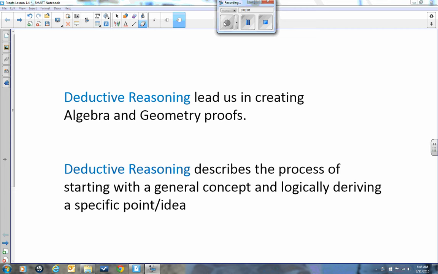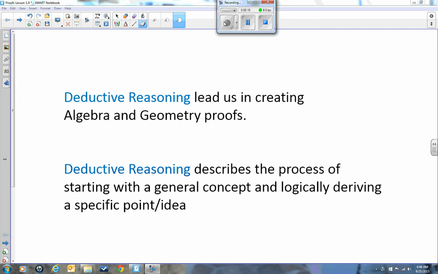Today we get to start off on the fun subject of proofs, geometry proofs. They are a challenge for most students. However, we'll be working on them throughout the year and they will become easier and easier. First of all, what is a proof? It uses deductive reasoning to come up with answers.